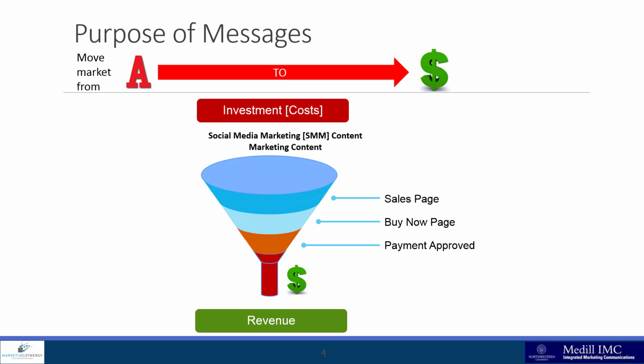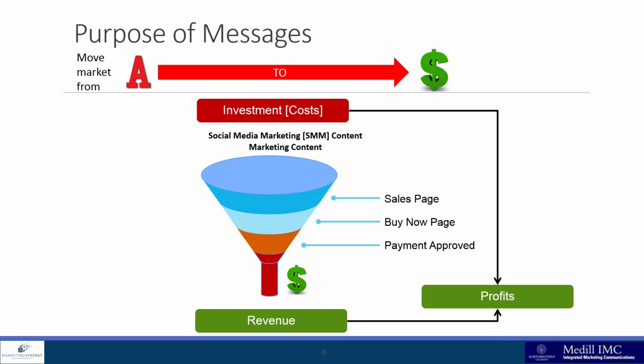The key is at every step in the process, I'm going to lose people as they come down through the funnel. For example, they may want to buy the product, but they put in the wrong credit card information. They put in the wrong address information. I'll reject them. Everything has to be right for people to flow down through. So from sales page to Buy Now page, I lose a lot of people. From Buy Now to payment approved, I lose some people. But the people at the bottom then become my revenue.